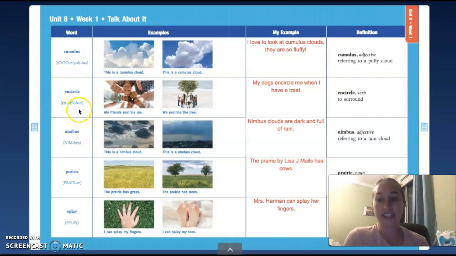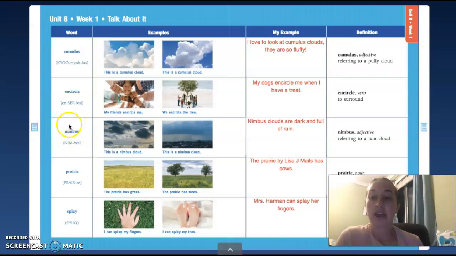All right, guys, our next vocabulary word is encircle. Go ahead and say it with me. Encircle. Encircle just means surrounding. So these friends are encircling each other because they're surrounding each other. And these people are encircling the tree because they're surrounding the tree.